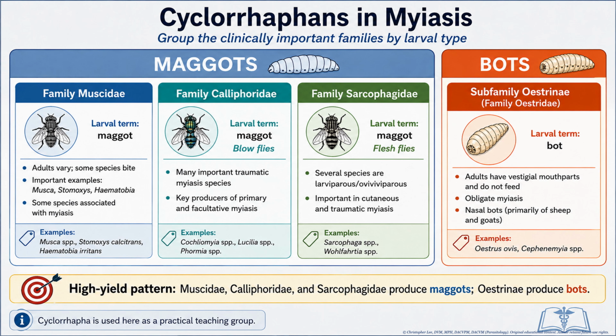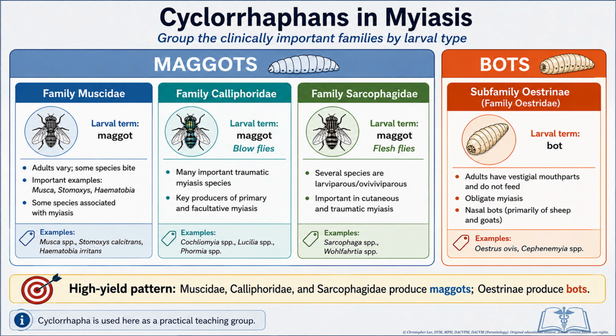On the right is the bot pattern, represented here by Oestrinae within the family Oestridae. Bots and maggots are both fly larvae, but in veterinary medicine, we often use the term bot for the more specialized larvae of oestrid flies, such as nasal bots, warbles, and stomach bots. These terms help us organize different families, life cycles, host sites, and clinical consequences.